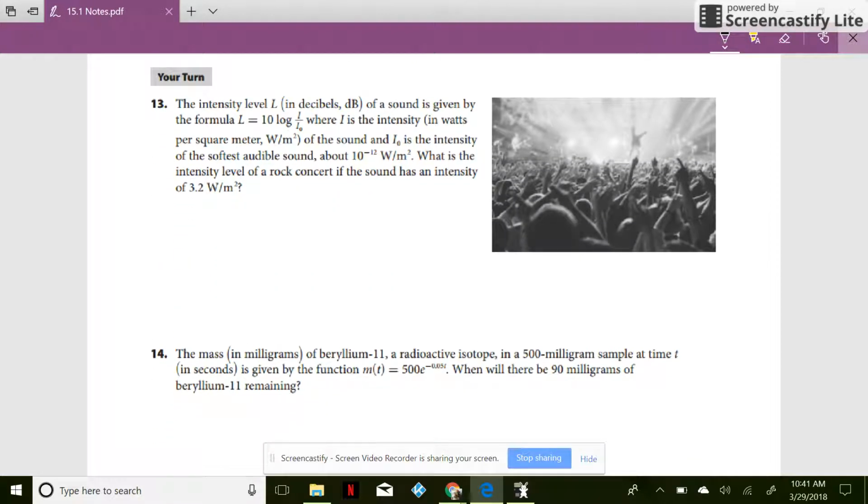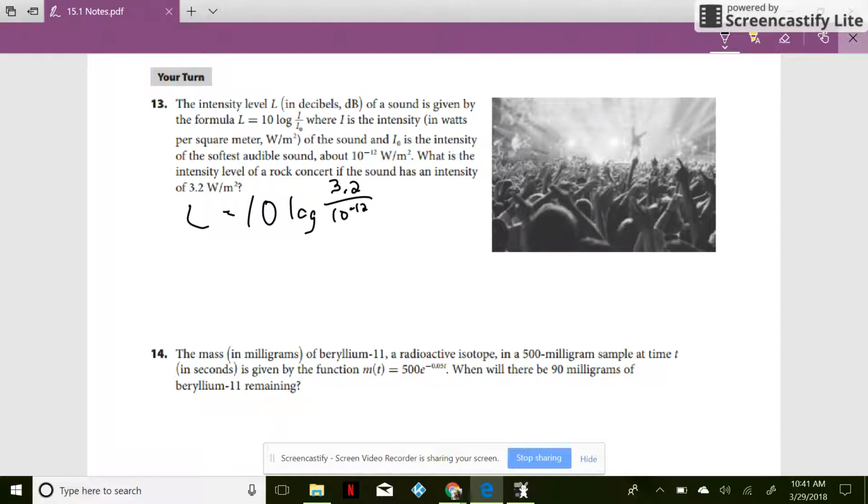The intensity level in decibels of sound is given by the given formula, where I is the intensity of the sound and I sub 0 is the intensity of the softest audible sound. So what's the intensity level of a rock concert if the sound has an intensity of 3.2? So we're looking for the intensity level of the concert. So we'll use L is equal to 10 log of our I, which is 3.2, over I sub 0, which is 10 to the negative 12.